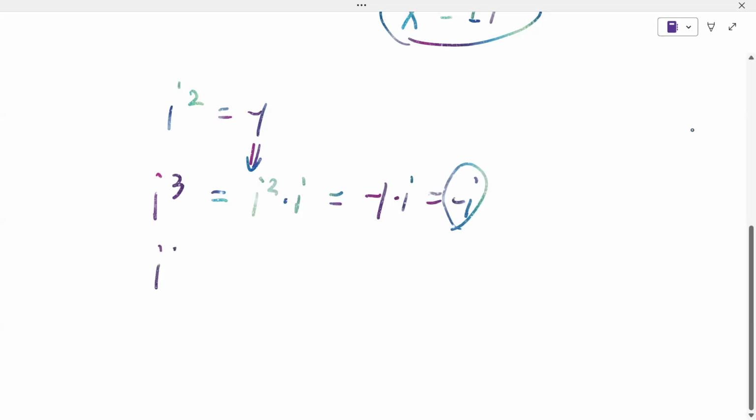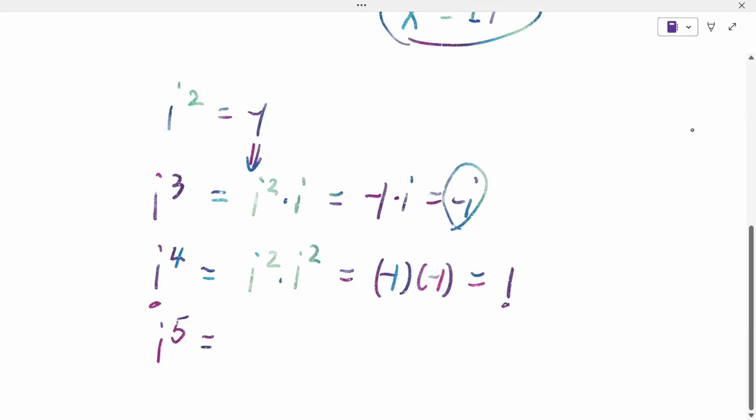And then let's say i to the 4th. We know it's i squared times i squared. Then it's -1 times -1. It becomes 1. So this complex number is very interesting, because then i to the 5th will be i to the 4th times i. i to the 4th is 1, so it's 1 times i, that's i.